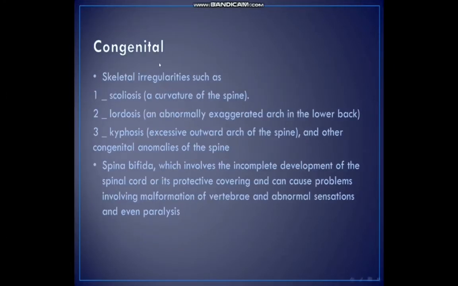The congenital anomalies are divided into two. First, skeletal irregularities such as scoliosis, a curvature of the spine in the skeleton. Lordosis is an abnormally excavated arch in the lower back. The third one is kyphosis, an excessive outward arch of the spine, and other congenital anomalies of the spine. Spina bifida involves the incomplete development of the spinal cord or its protective covering, and can cause problems involving malformation of vertebrae, abnormal sensation, and even paralysis.